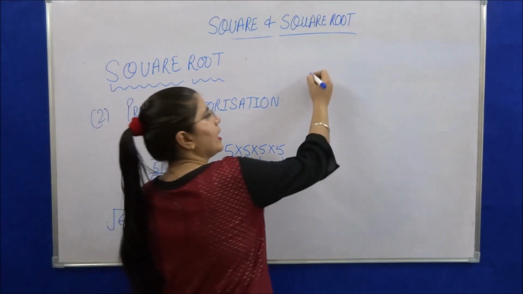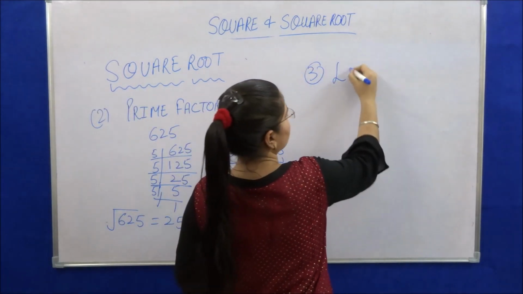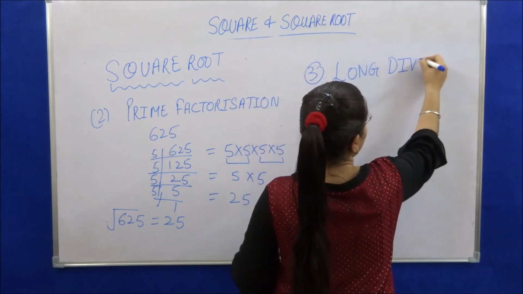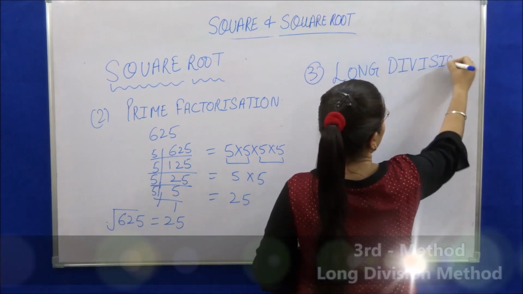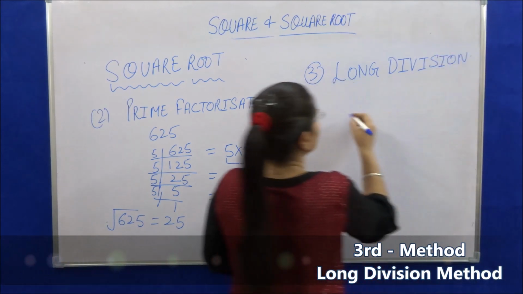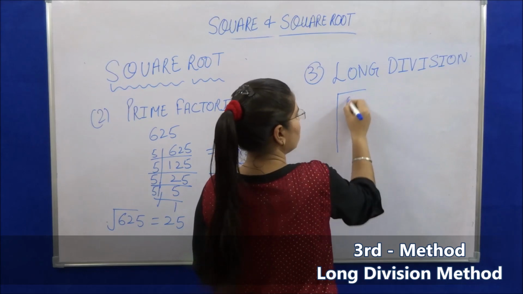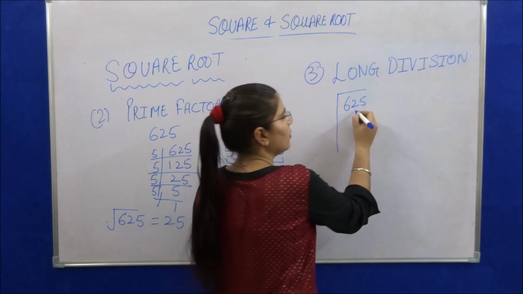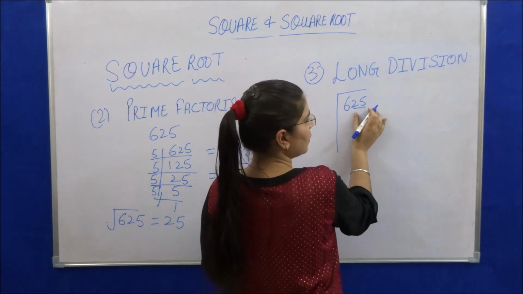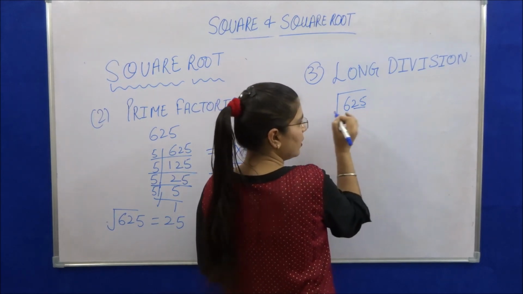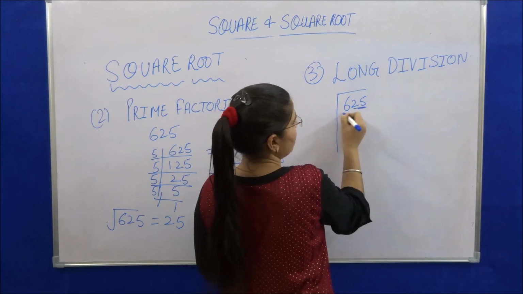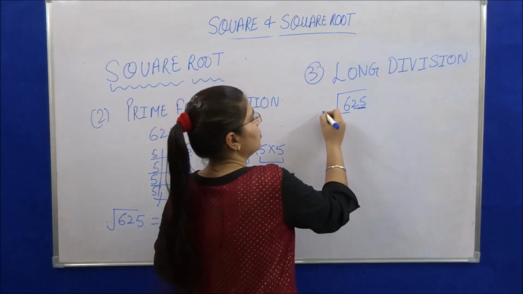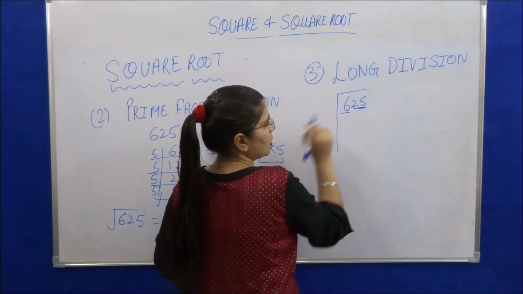Our next method is long division. Let's solve the square root of 625 with the long division method. Here we take pairs of digits from the right hand side to the left hand side. So for 25, and here only one number is present, a single number, 6, we will move 6.